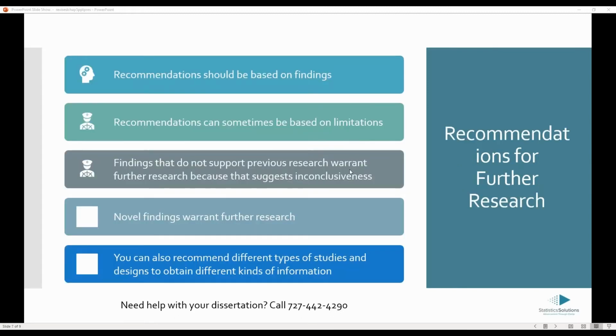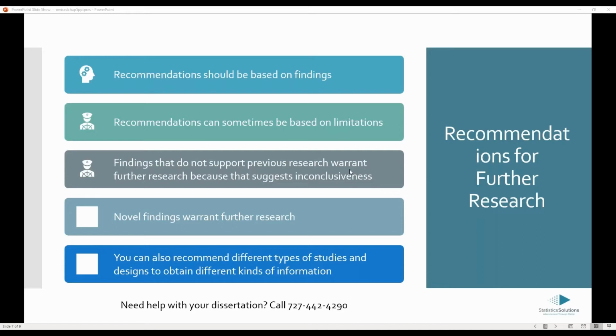Okay. Recommendations for further research. Another important section. Recommendations should be based on your findings. They're not really general recommendations. They can also be based on limitations. So if you found something new, that would definitely warrant more research. If you found something that doesn't align with previous research, that could warrant more research because it suggests a degree of inconclusiveness.